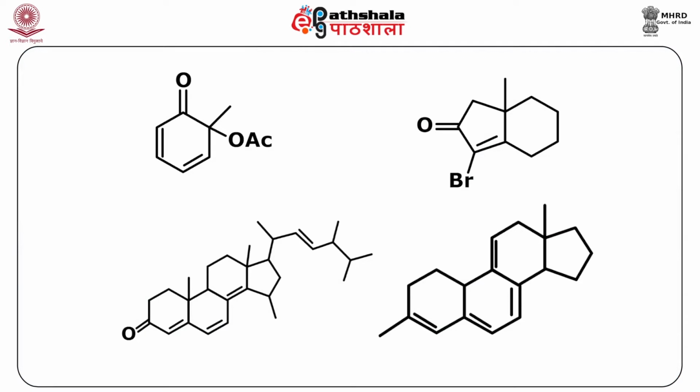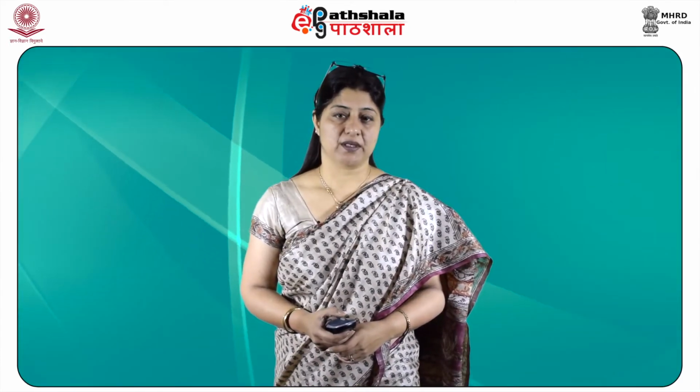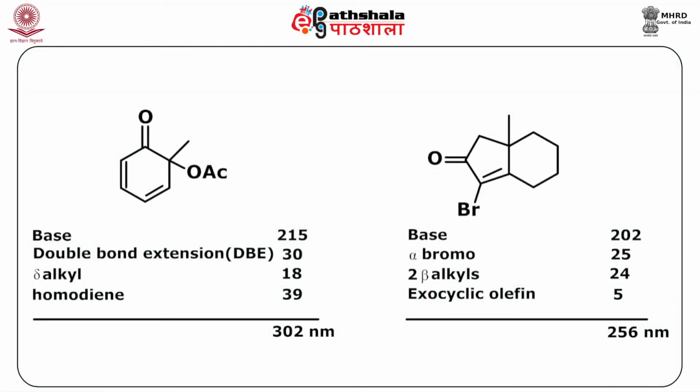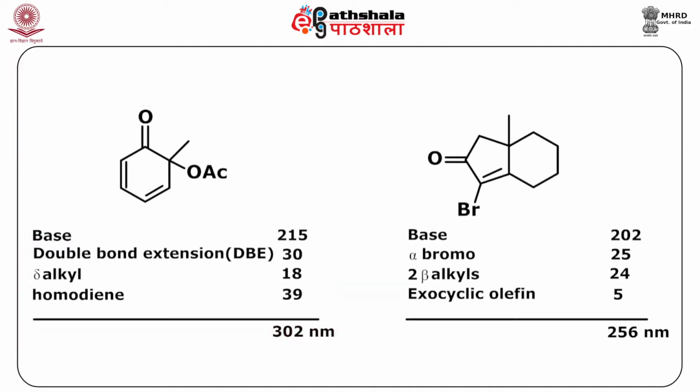Calculate lambda max for the compounds. The lambda max can be calculated using Woodward-Fieser rules as already explained to you in the earlier modules. Let's look at the example. As we can see here, the base value of the given organic compound is to be taken as 215 nanometers. This is taken as a base value for the alpha beta unsaturated carbonyl groups.